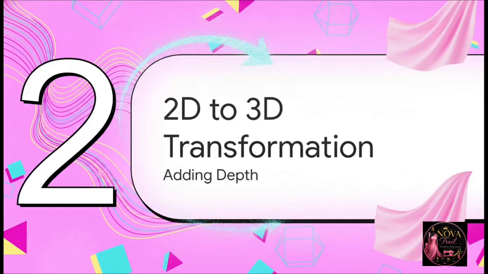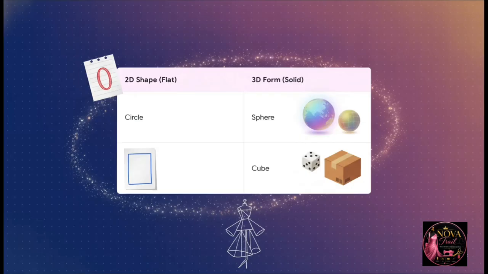Moving right along to Section 2, the 2D to 3D transformation, or adding depth. Let's think about that flat circle again. Just a 2D shape. When you give it depth, it becomes a sphere, kind of like a globe or a bouncy ball. Now consider a square, a flat four-cornered shape. Add depth to that, and boom, it transforms into a cube, like playing dice or a shipping box. It's honestly like magic, isn't it? Shape plus depth equals form.